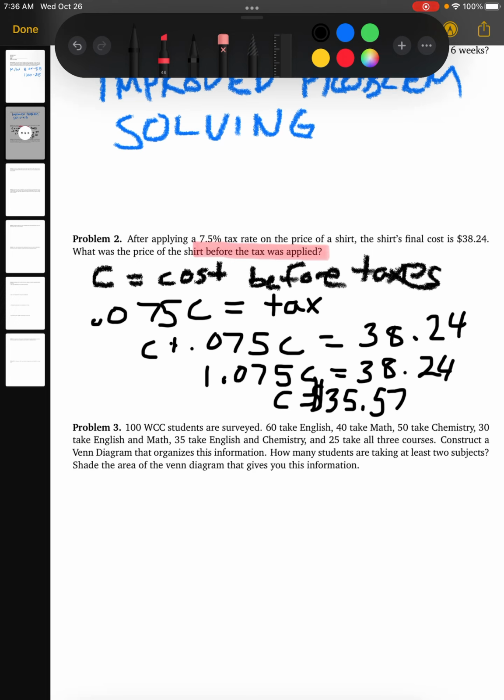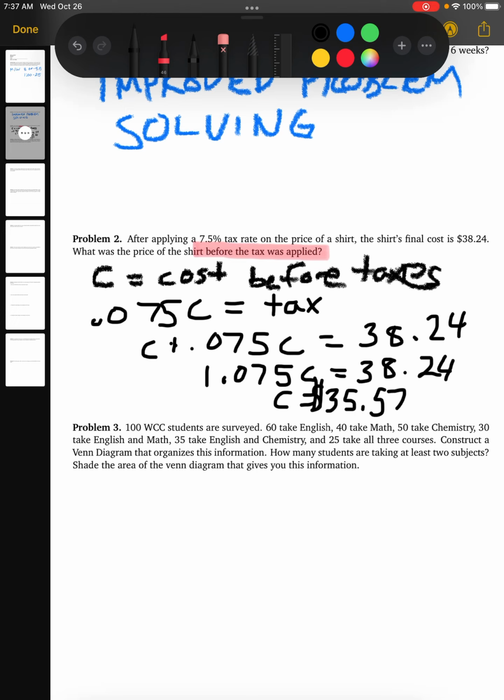Problem 3, we were talking about a Venn diagram. Problem 3 says we surveyed 100 students, 60 take English, 40 take math, 50 take chemistry, 30 take English and math, 35 take English and chemistry, and 25 take all 3 courses. So construct a Venn diagram that organizes this information. And then I wanted you to tell me how many students are taking at least 2 subjects and to shade the area of the Venn diagram that gives you this information.